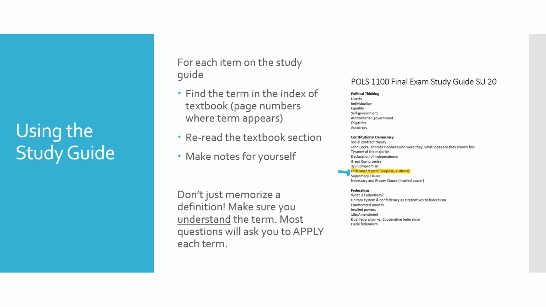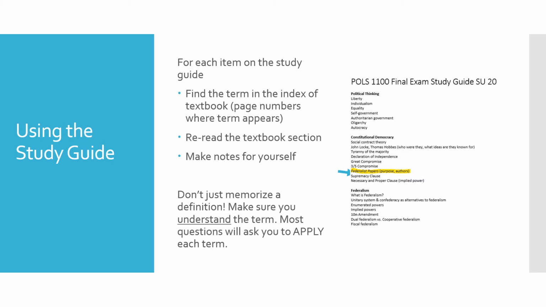The best way to prep for the exam is to look up each item on the list in the textbook's index. That'll show you the page numbers in the textbook where that concept is discussed. Reread that section and make notes for yourself about the concept. Don't just memorize the definition, especially if you don't really understand the definition. Aim to understand the term and how it could be applied.